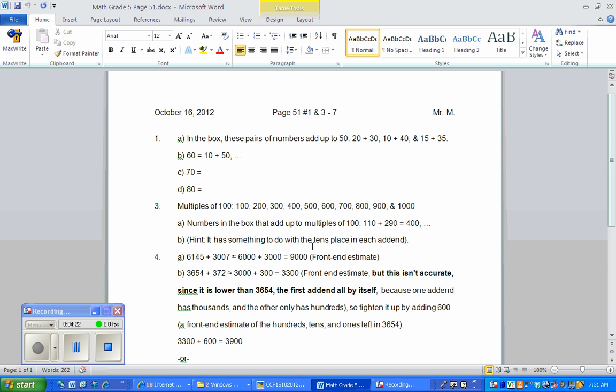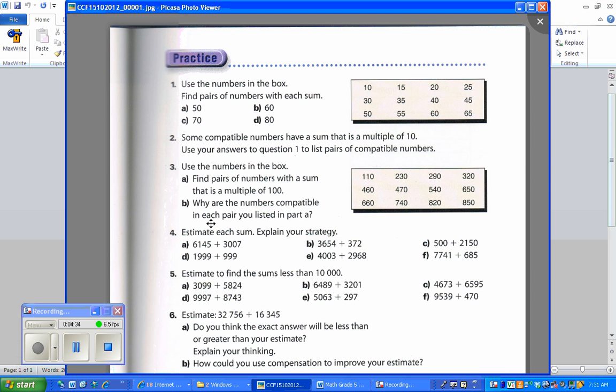It has something to do with the tens place in each addend. And if you were paying attention to how I explained how I got the first pair, you'll probably be able to figure out how to explain why the numbers are compatible in each pair you listed in part A.